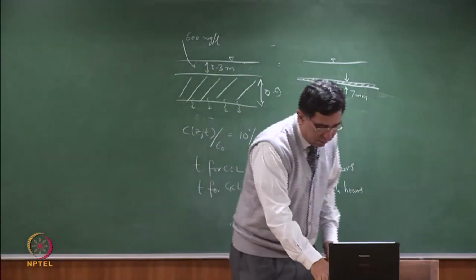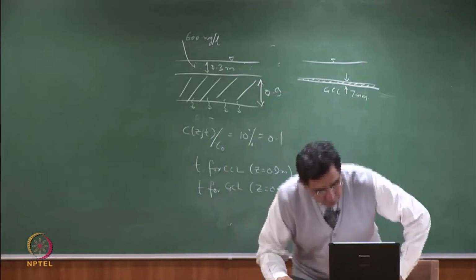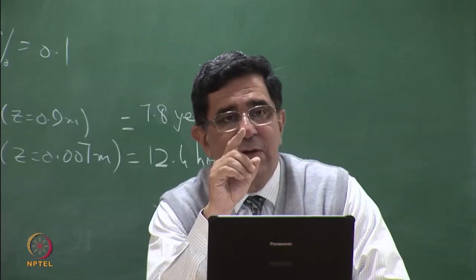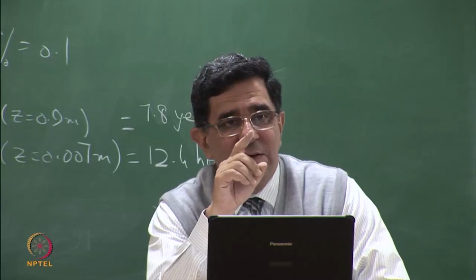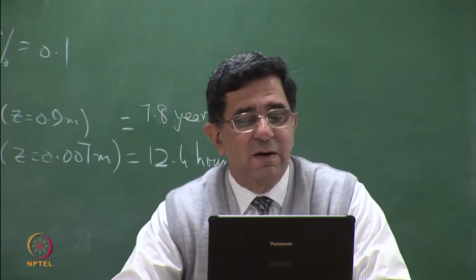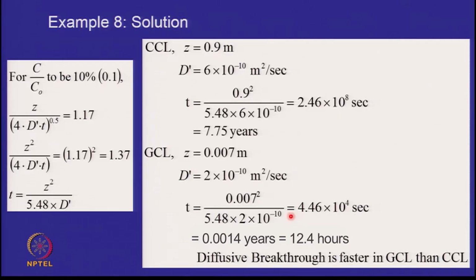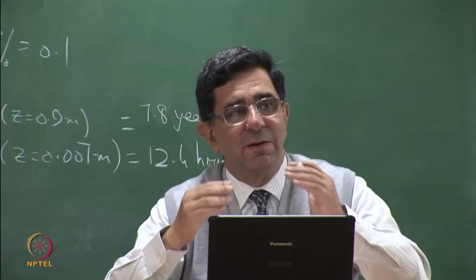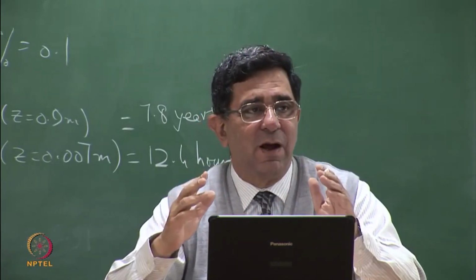So let's see what I got. So I have got about 7.75 years, and I have got 12.4 hours. So once again, breakthrough in GCL is faster than breakthrough in CCL. Remember, advective mass flux breakthrough time was 10.7 years. Diffusive mass flux, the time is 7.8 years. So everything is going to happen about after 7.5 years. Diffusion and advection are going to happen after 7.5 years.